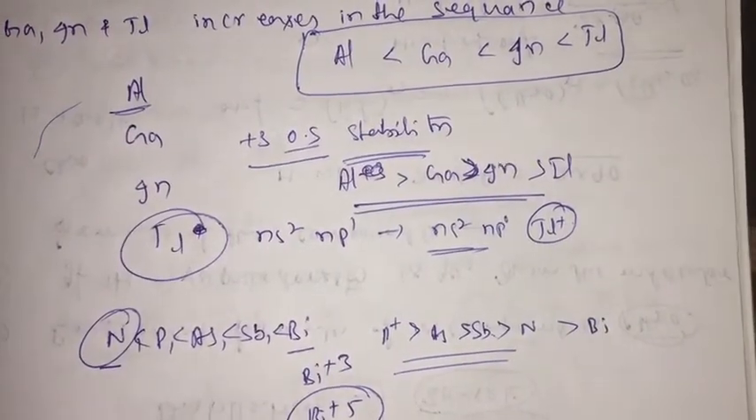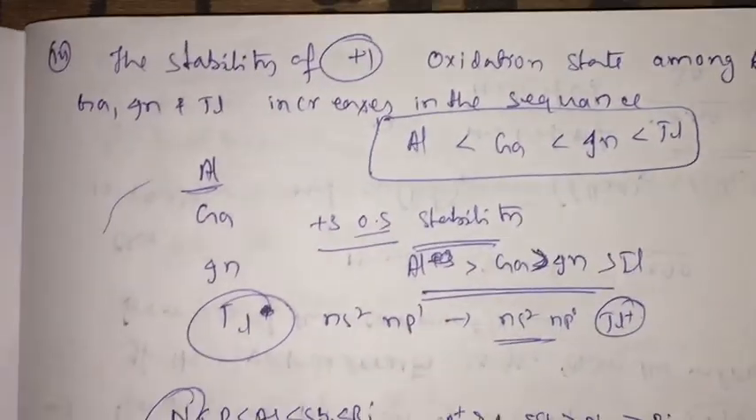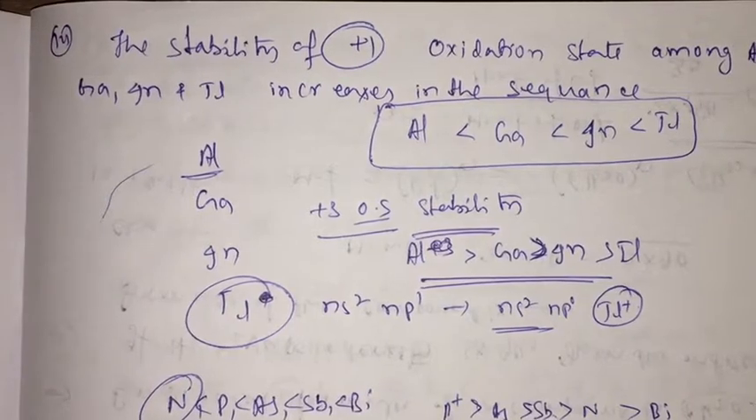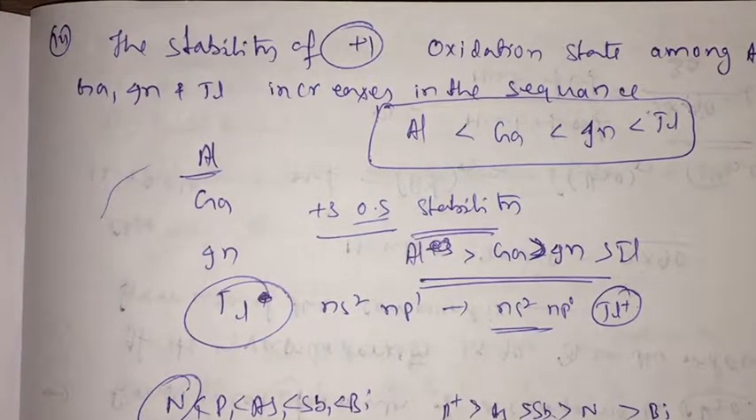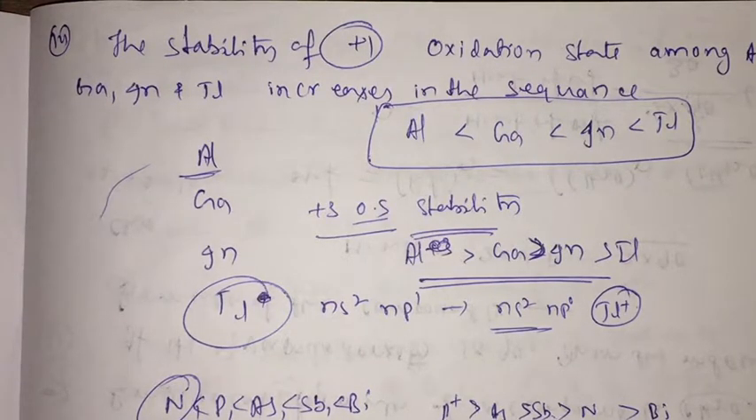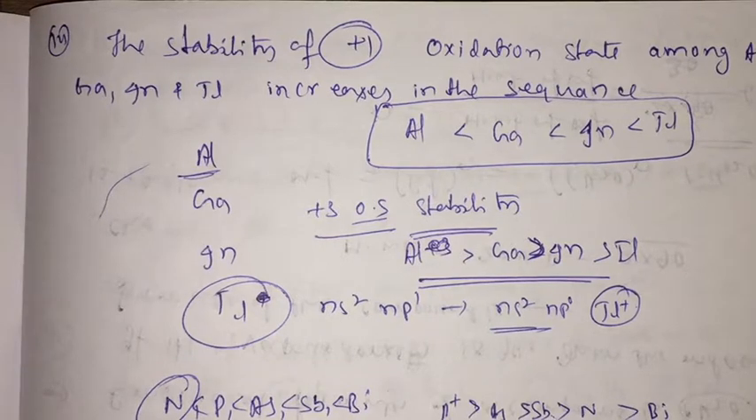Right. Now he is going to discuss the stability of the +1 oxidation state. What here? The stability of the +1 oxidation state among Al, gallium, indium, thallium increases in the sequence. In this case, Al less than Ga less than In less than Tl. Already once I gave this: if the +1 oxidation state of thallium is taken, it is due to the inert pair effect, that is, the ns2 electrons can't be removed in this case. But in the remaining cases, it decreases. So Al can show the +3 oxidation state, and Ga +3, then indium +3, but thallium +3 is less.